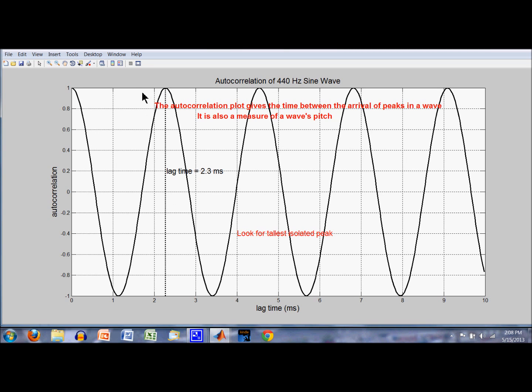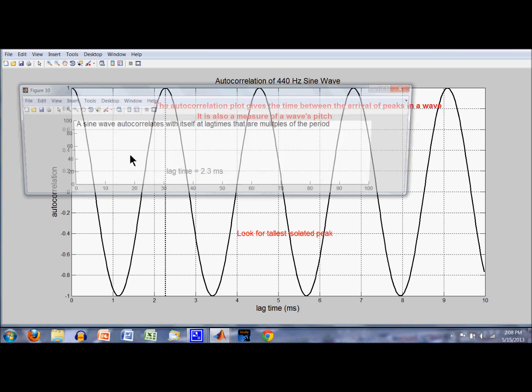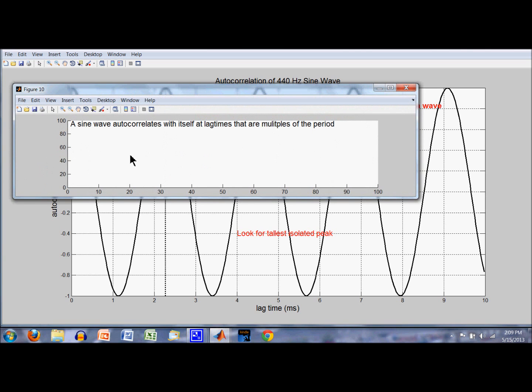For this simple wave, you get an autocorrelation of 1 at these points, because the sine wave autocorrelates with itself perfectly at these periods. Here, for example, is the autocorrelation from -1 to +1. The autocorrelation always starts out at +1 at 0 lag time, because at 0 lag time you're autocorrelating the signal with itself with no lag. And so it's going to be 1 because it autocorrelates with itself. Okay.